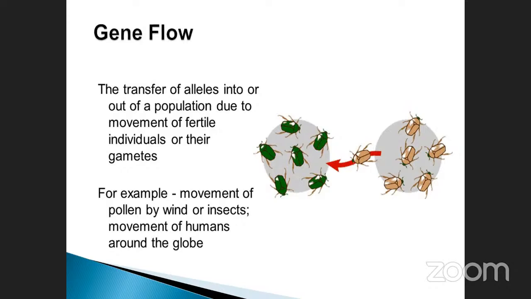See here, the transfer of alleles into or out of the population is due to the movement of fertile individuals or their gametes. Genetic variation also occurs through transformation, which is very, very important. Take the example of bacterial conjugation. Which one is considered F plus, and which one is considered F minus?